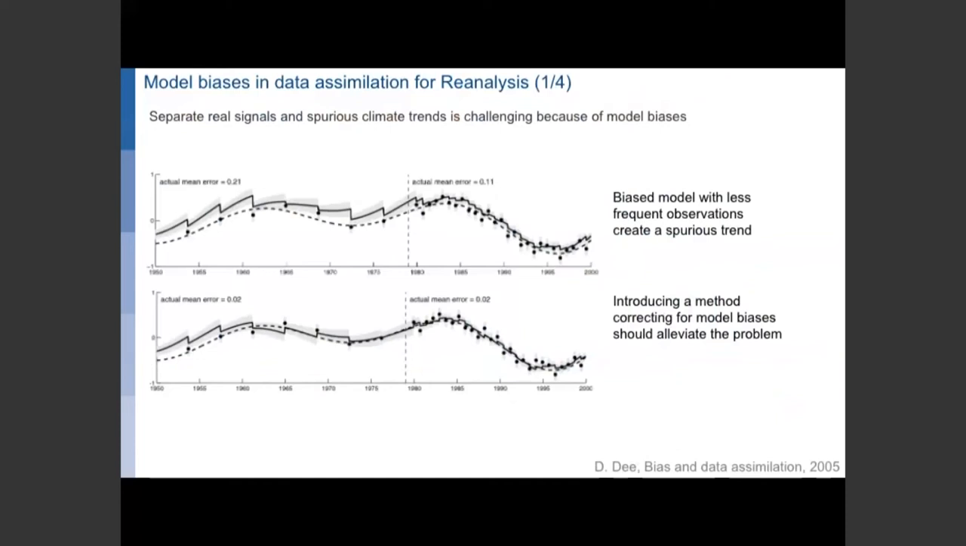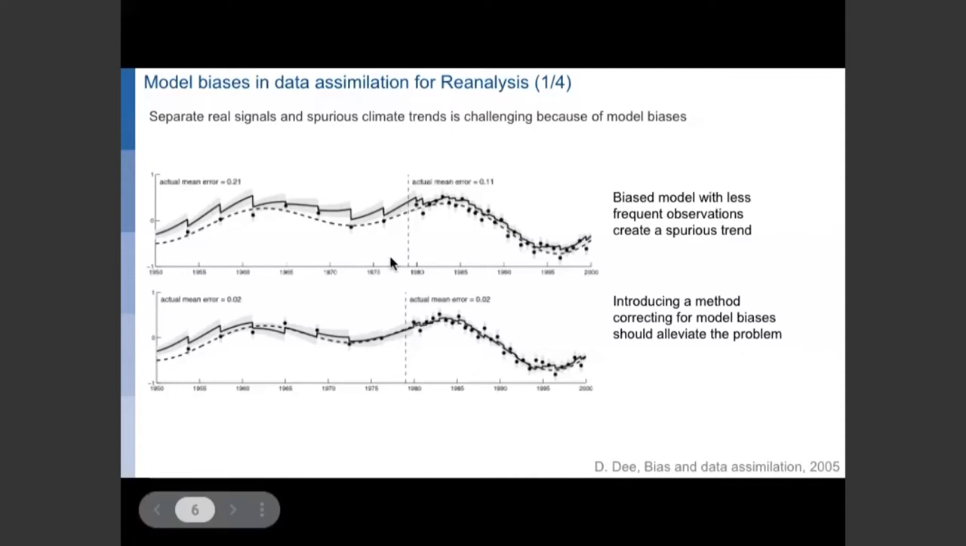So now I want to spend some time talking about reanalysis and what we can do for reanalysis. You probably all know this seminal paper from Dick Dee, where he discussed biases in data assimilation. And basically here, he made these two schematics to show the problem that we have all talked about since the beginning of this meeting. So what's happening if you've got a bias in your model and you do a reanalysis when the observing system is changing?